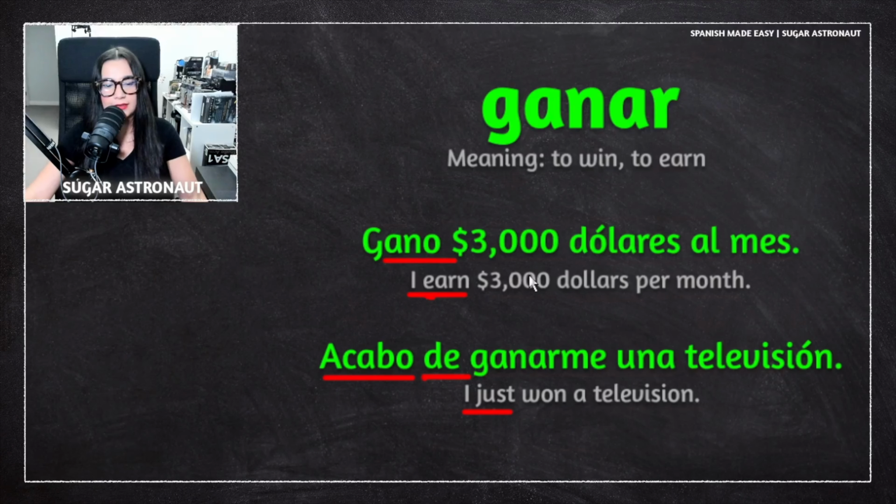So what happened? What's the action? Ganarme. As I told you before, you can include the reflexive pronoun me or not. Okay, in this situation, you can say acabo de ganar una televisión, or acabo de ganarme una televisión. So that means acabo de ganarme means I just won. Okay, I just won something.